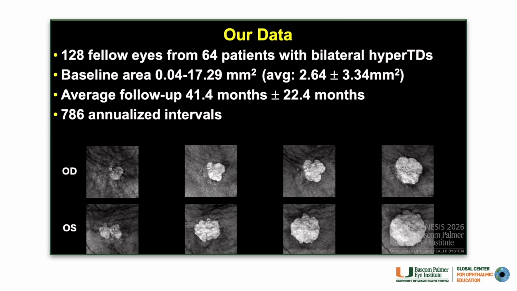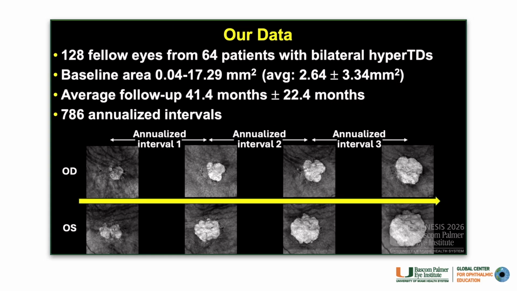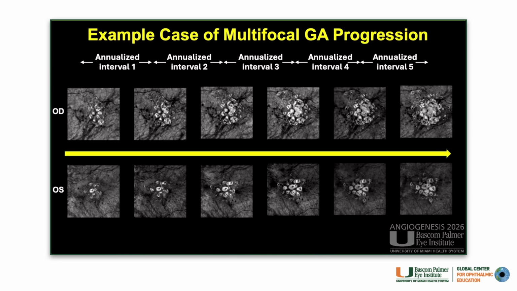Using this imaging strategy, we developed our data set from 128 fellow eyes of 64 patients with bilateral hyper-TDs. Their baseline area ranged from as low as 0.04 to above 17 millimeters squared. The average follow-up consisted of 41.4 months, and this provided 786 annualized intervals. The previous case we saw was a simple unifocal central GA. This is a great example of a complex case, demonstrating multifocality with many small hyper-TDs enlarging and merging over time.